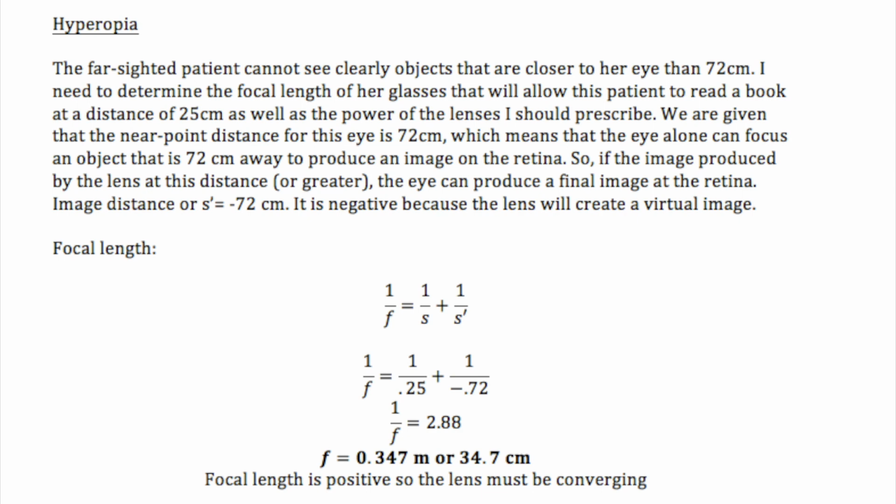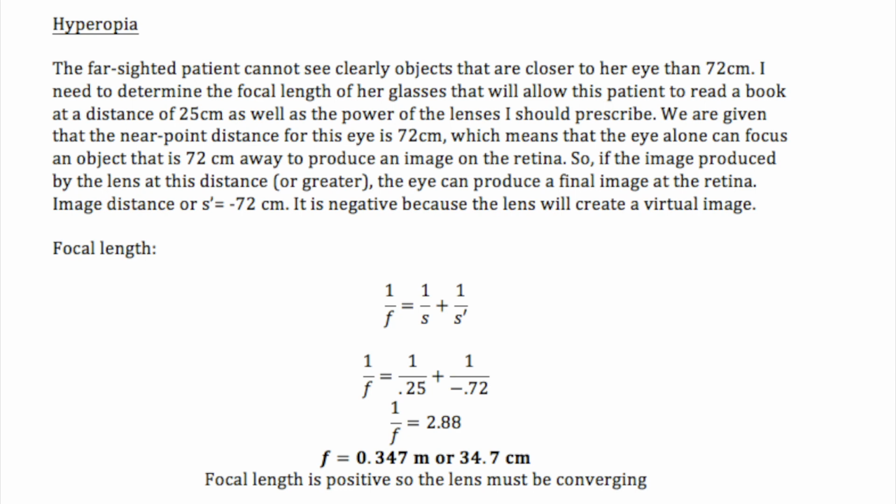We are given that the near point distance for this eye is 72 centimeters, which means that the eye alone can focus an object that is 72 centimeters away to produce an image on the retina. So if the image is produced by the lens at this distance or greater, the eye can produce a final image at the retina. The image distance, or S prime, equals negative 72 centimeters. It is negative because the lens will create a virtual image.